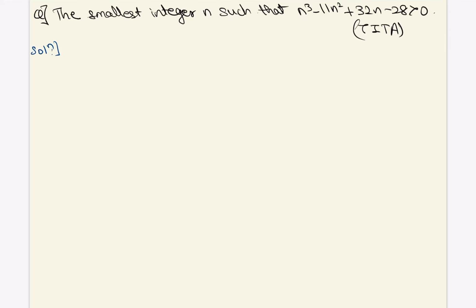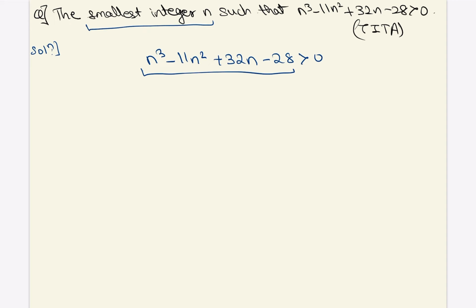So let's look at this equation. The smallest integer n such that n cubed minus 11n squared plus 32n minus 28 is greater than 0. We have to figure out the smallest integer n such that this inequality is satisfied.